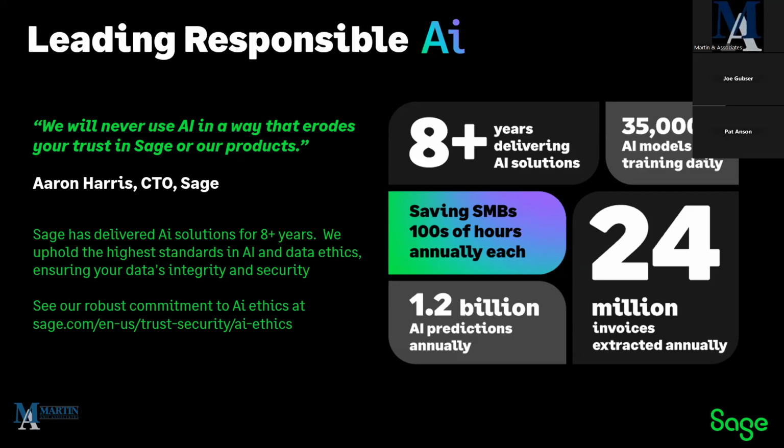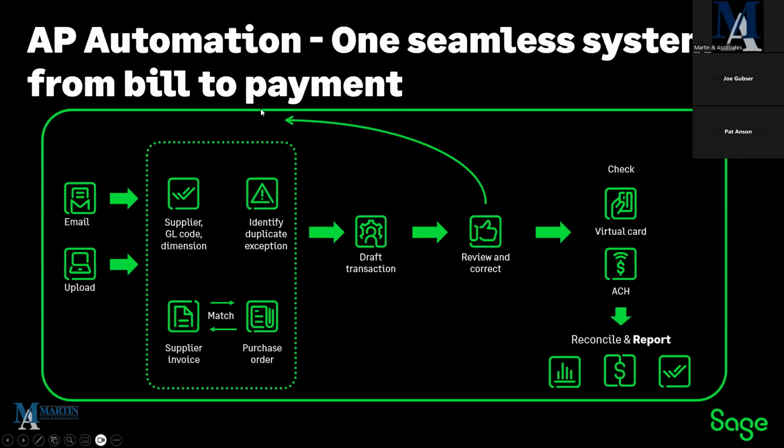There's over 24 million invoices extracted annually through their AP automation features that we're going to see here in a little bit. And there's over 1.2 billion AI predictions that are done annually through the Sage Intacct AI features. Leveraging off of AI is the whole AP automation process.